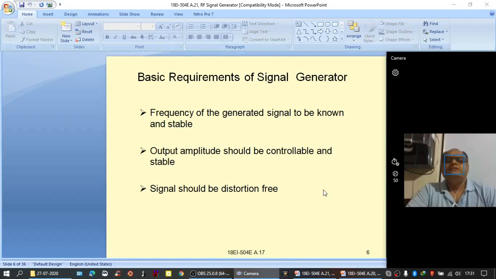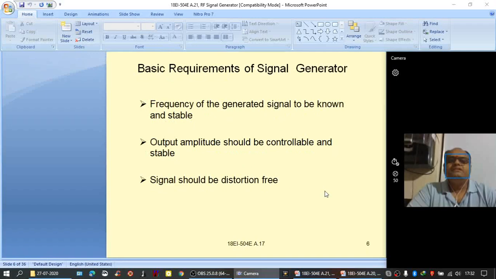As we discussed already, basic requirements for any signal generator are: frequency of the generated signal is to be known and stable. Output amplitude should be controllable and stable, and the signal should be distortion free. And the same is applicable for RF signal generator also.